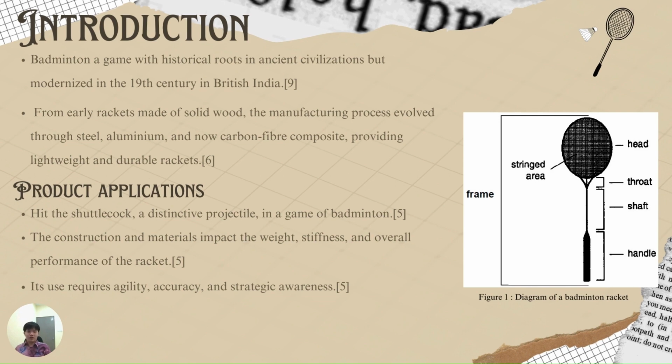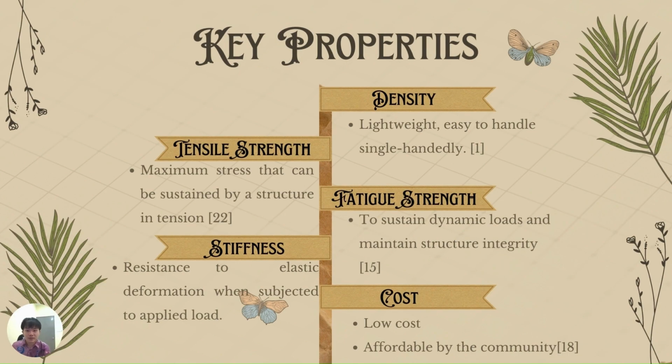And now I'll move on to the key properties. So the key properties required in badminton frames are the material's density, tensile strength, fatigue strength, stiffness, and as well the cost. The density of a material is defined as the material's mass per unit volume. The weight of the badminton racket should vary from 59.9 grams to 90 grams. And this is to ensure that we can produce a lightweight and easy to handle single-handedly badminton racket.